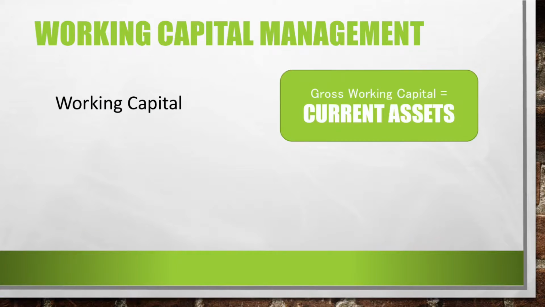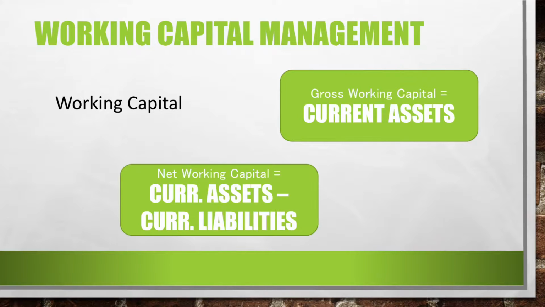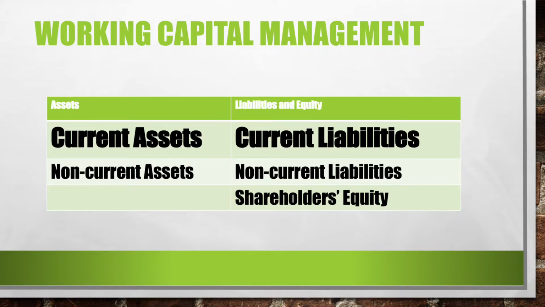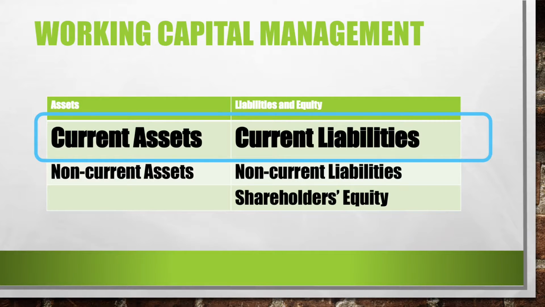It can mean gross working capital, which pertains to current assets, or net working capital, which pertains to the difference between current assets and current liabilities. So if you're going to look at a hypothetical balance sheet, working capital management deals with the current assets and current liabilities, both sides of the accounting equation, but only on the current portions. Why? These are the things that fluctuate on a day-to-day basis.